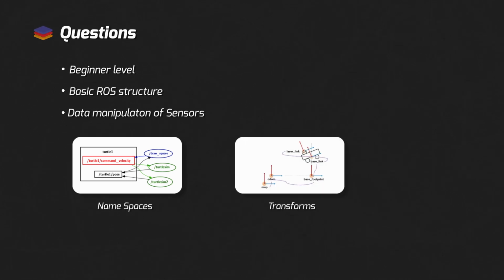So these are the 5 questions, mostly beginner level. They are not very complex. Basic ROS structure, data manipulation of the sensors, namespaces and transforms are the concepts that we require. Let's start with the first question.